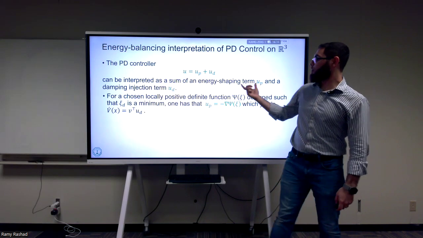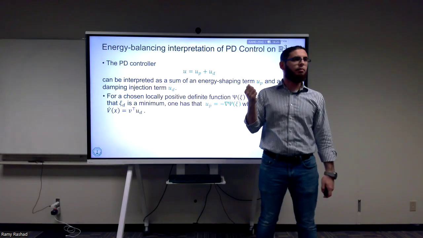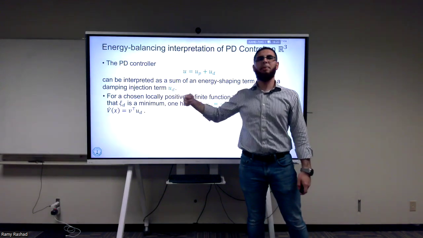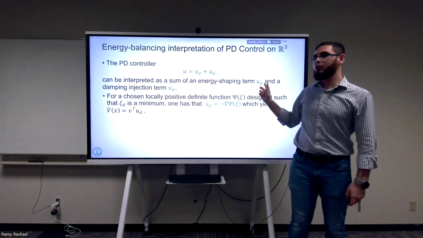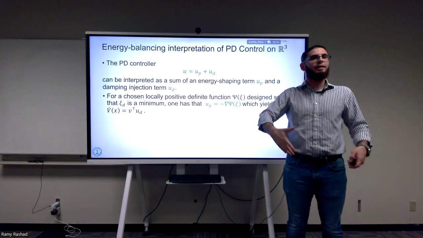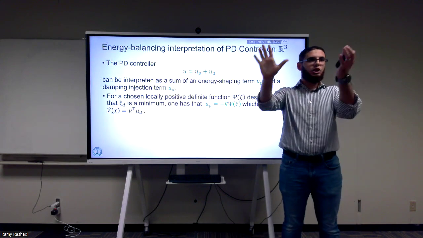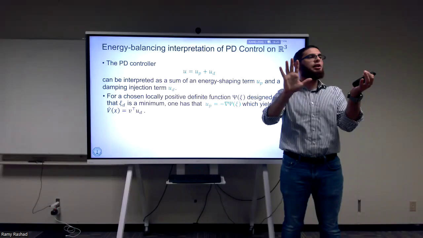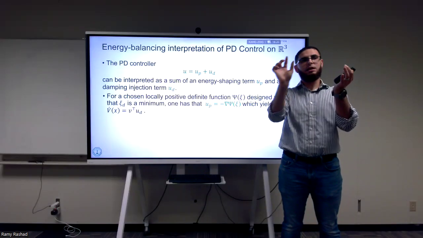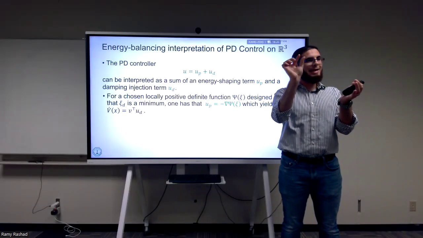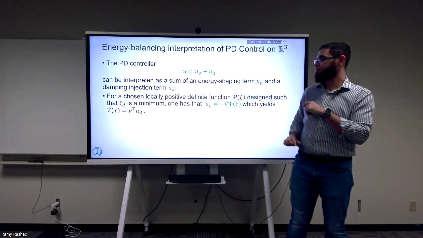The proportional term is actually an energy shaping term, and the derivative term is actually a damping injection. So we used UD to only inject damping to make the system, instead of being stable, locally asymptotically stable, while the UP will shape the total energy of the system, the closed loop energy of the system, such that the minimum is at the desired place we want to be.